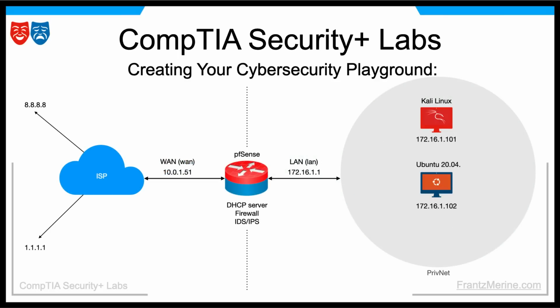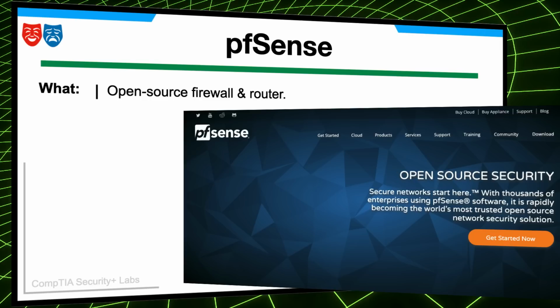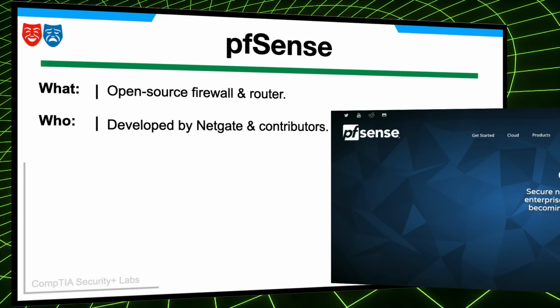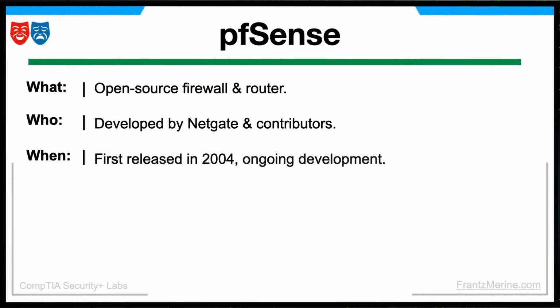Enter pfSense. pfSense is the world's leading open source firewall, VPN, and router. It is developed and maintained by the Netgate company and a community of contributors. The project was first released in 2004 and has since seen ongoing development.